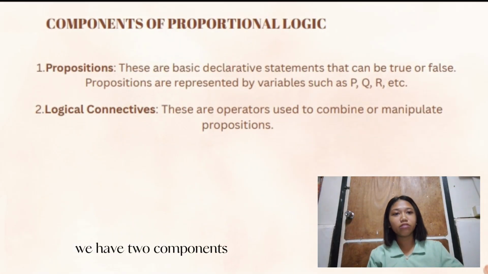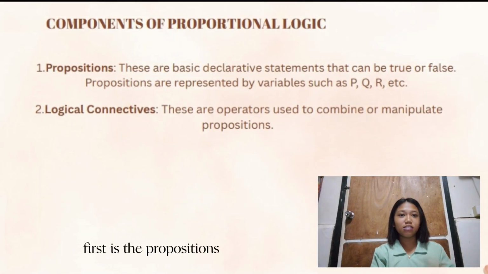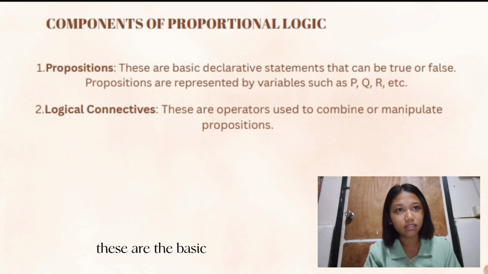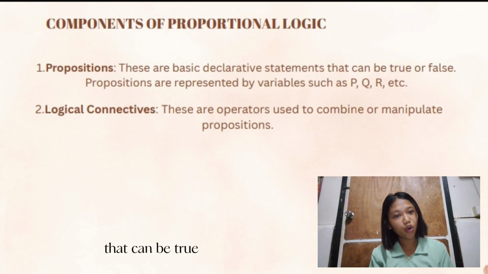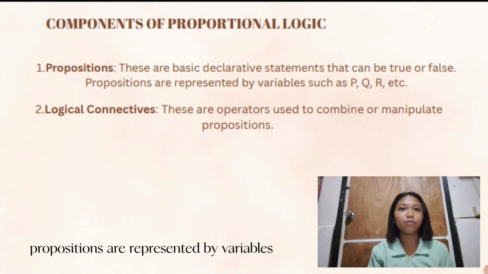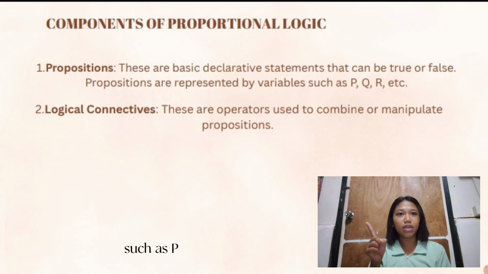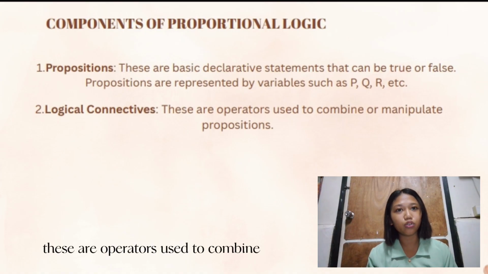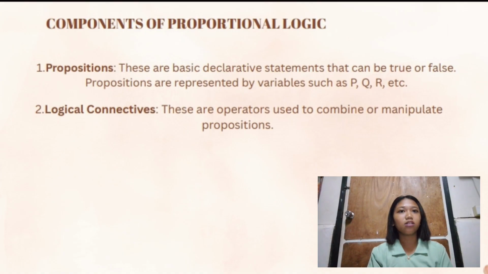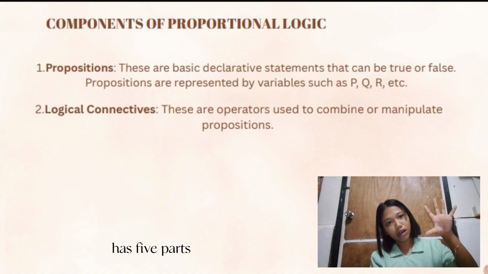We have two components of propositional logic. First are the propositions. These are the basic declarative statements that can be true or false. Propositions are represented by variables such as P, Q, R, and others. Second are the logical connectives. These are operators used to combine or manipulate propositions. Logical connectives have five parts.